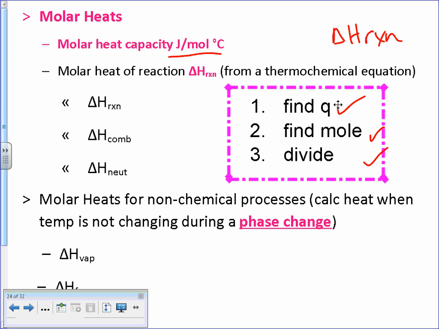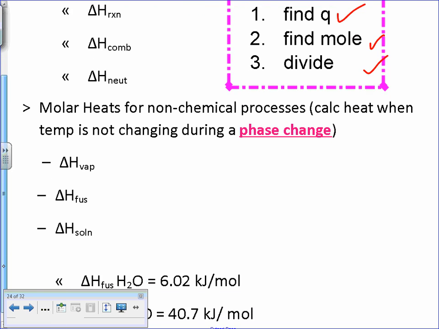I have a question based on this in just a second, so finish looking at what you need to here. These we kind of already did.